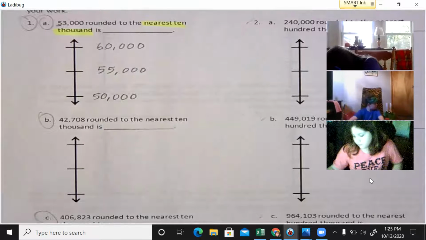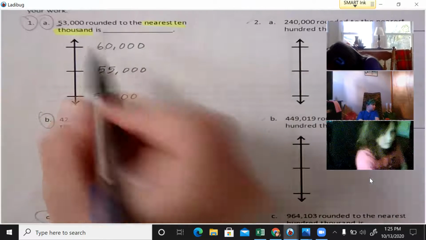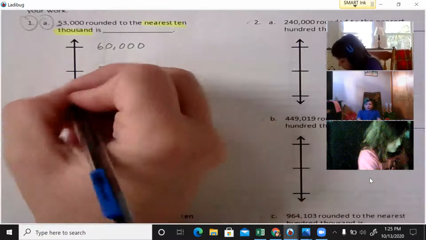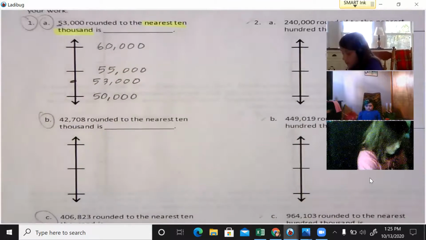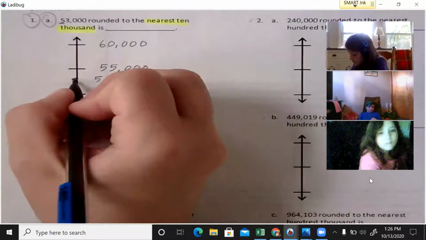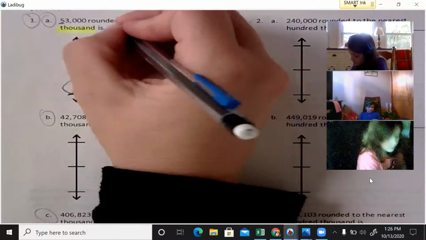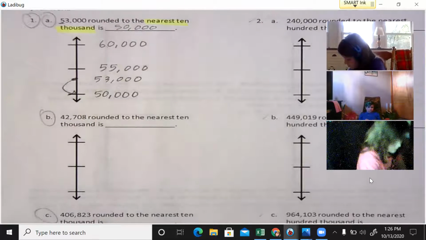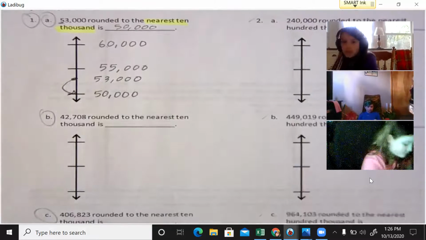So the same process as before. We look back at our original problem, 53,000. We have to figure out where it goes. It's bigger than 50,000, but smaller than 55. So I'm going to put it about there. Now we have to round to what it's closest to. So since it's under my halfway point, I'm going to round down. So 53,000 rounded to the nearest 10,000 is 50,000. Okay, now I'm going to have you guys help me with the next 2.